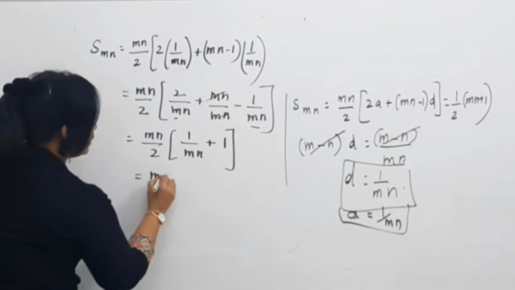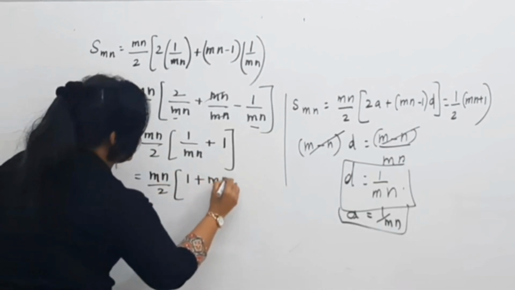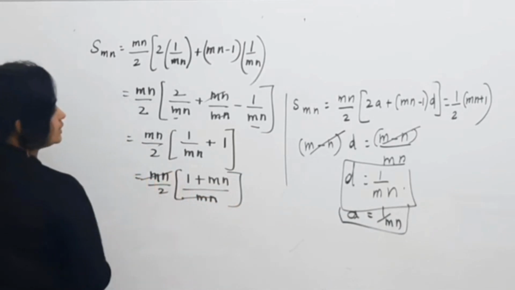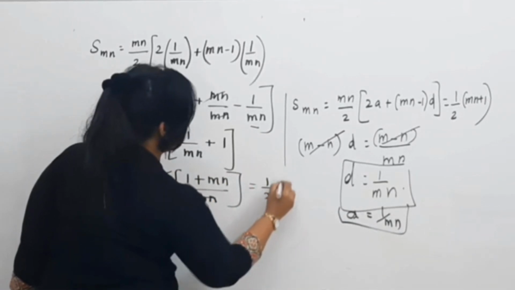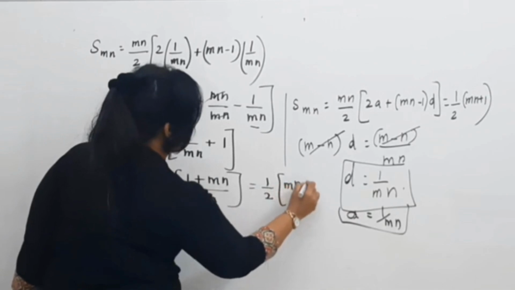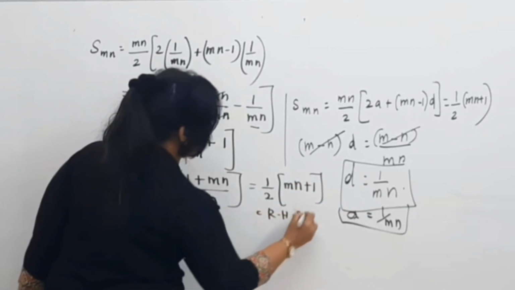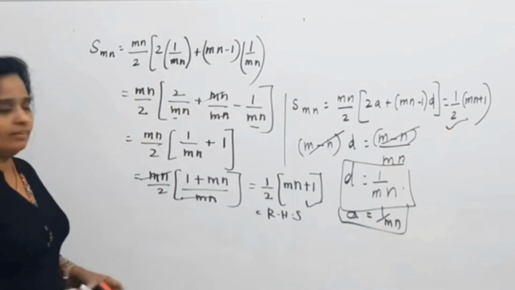Now I take the LCM here. So 1 plus mn divided by mn. So mn gets cancelled. So I get half into mn plus 1, which is my RHS to be proved. I got my equation. So it's done. We'll move on to the next.